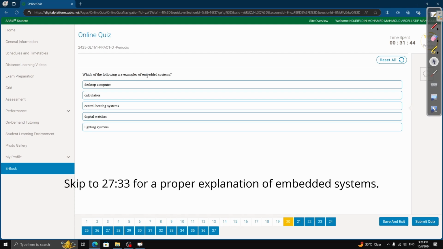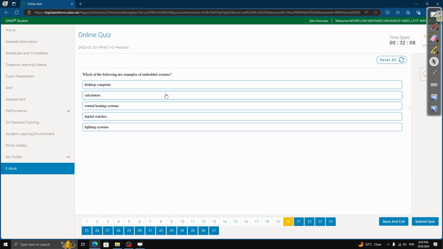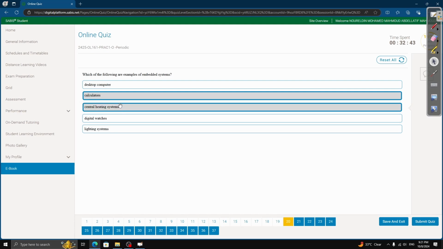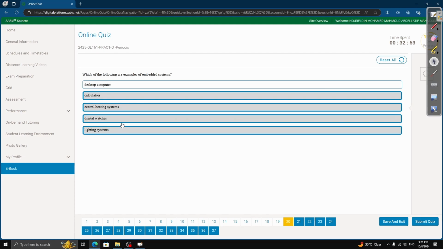Which of the following are examples of embedded systems? So in a calculator, let's say the sensor would be a touch sensor, as in the buttons. These sensor signals are then converted via analog to digital. They're sent to microprocessors. This microprocessor does certain things depending on the thing itself, and it does all the rest of the work. Central heating systems, yes, they need it. Same with digital watches and lighting systems. Digital watches may use a touch sensor.